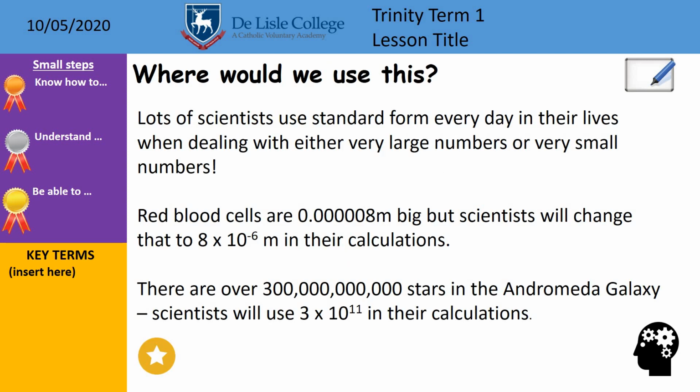Okay, so who would use this? Lots of scientists use standard form every day in their lives when dealing with very large numbers or very small ones. For example, red blood cells are 0.00008 metres big. But scientists will change that to 8 times 10 to the minus 6 metres in their calculations. There are over 300,000 million stars in the Andromeda Galaxy. Scientists will use 3 times 10 to the power of 11 in their calculations.